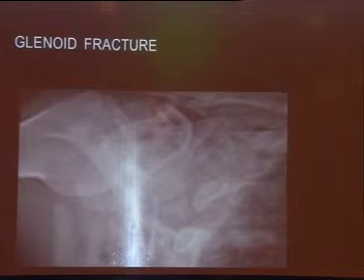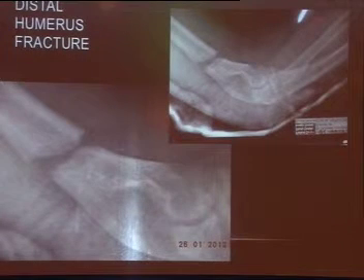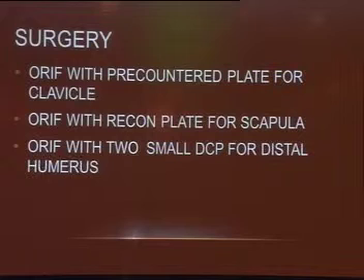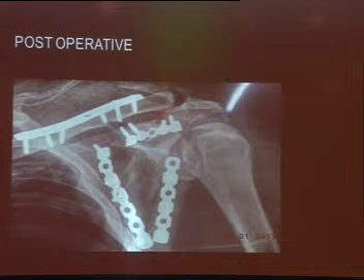This is a clavicle fracture, glenoid, and this is the distal humerus fracture. So we performed open reduction with a pre-contoured plate for the clavicle fracture, open reduction with recon plates for the scapula, and open reduction with small DCPs for the distal humerus fracture. These are the post-operative X-rays.